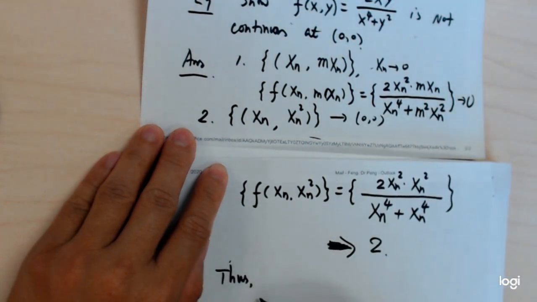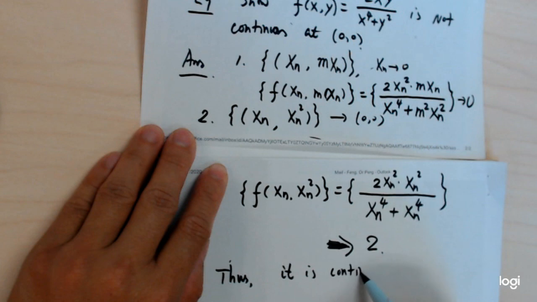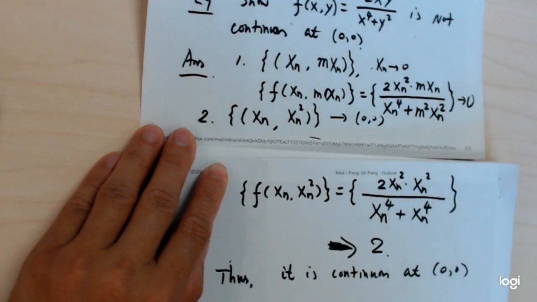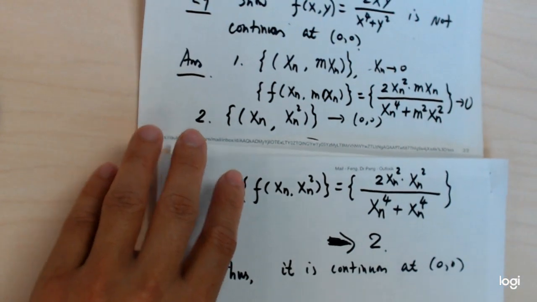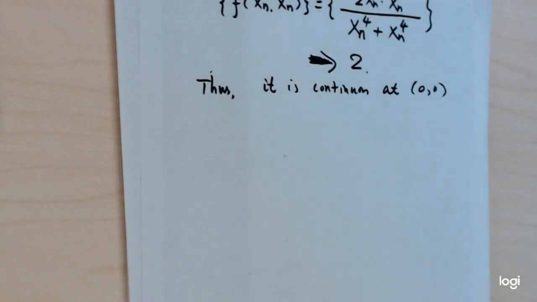And that's how I can claim, thus, it cannot be continuous at the origin, okay? At the origin. So continuity.